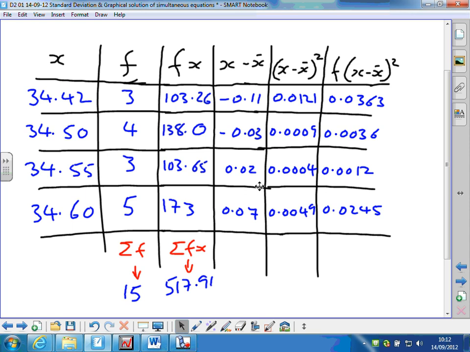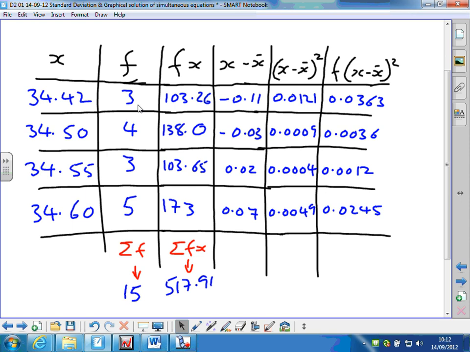The squaring is there to get rid of the negative sign. So this figure, 0.0363, gives us an idea of how far away each of these values, 34.42, is from the mean, and taking into account the fact there's 3 of them. So we're now after the mean of these. How do you find the mean? You add them all up and divide by the number there are.